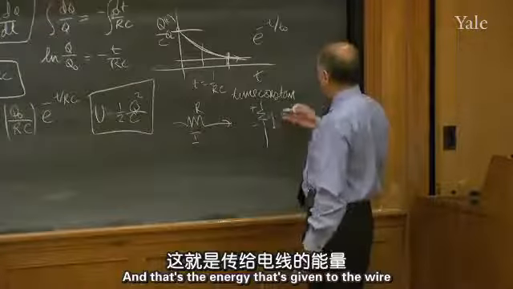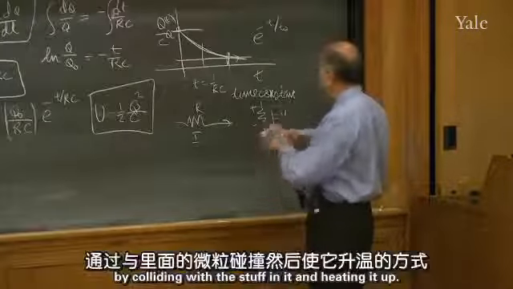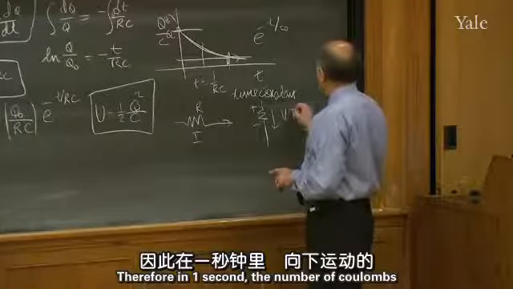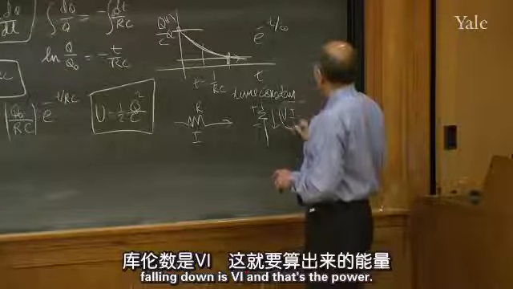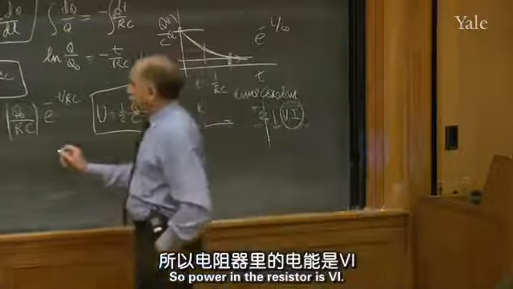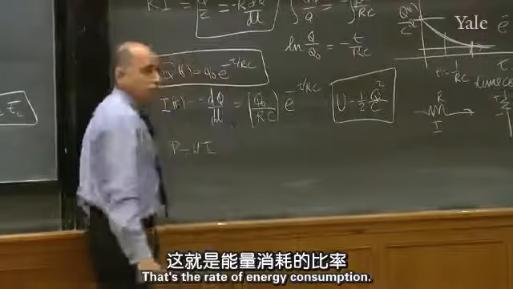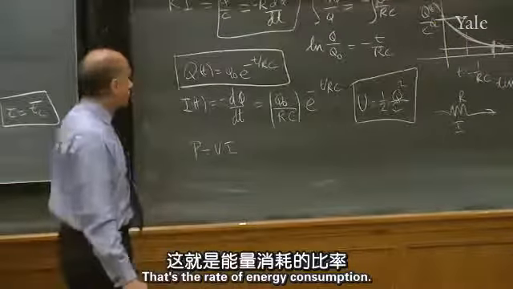And that's the energy that's given to the wire by colliding with the stuff in it and heating it up. Therefore, in 1 second, the number of coulombs falling down is I, and the energy is VI, and that's the power. So power in a resistor is VI. That's the rate of energy consumption.